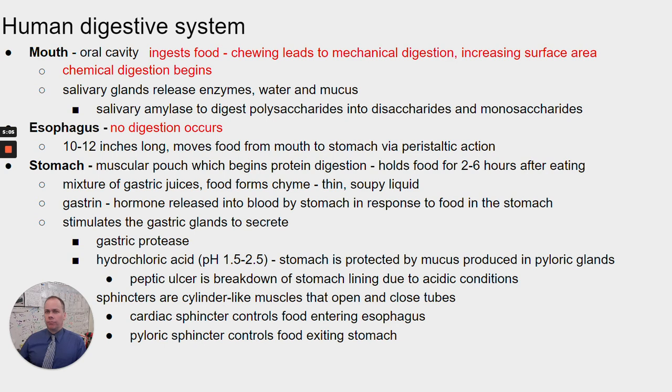And the acidity of the stomach is pretty high. It has a very low pH. Remember, a low pH indicates high acidity. It's between 1.5 and 2.5.